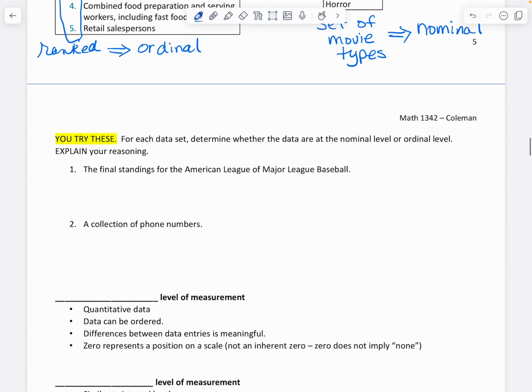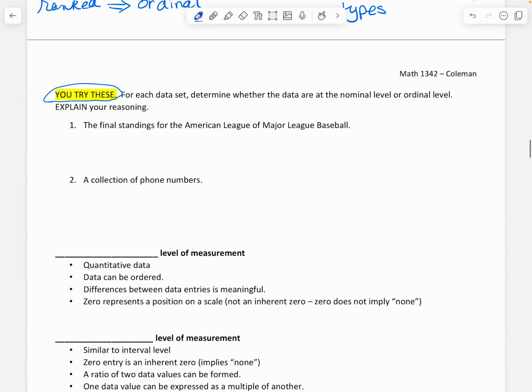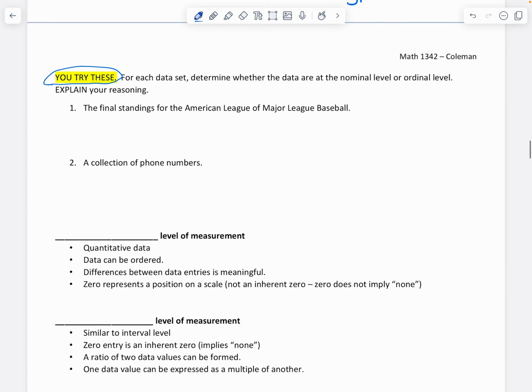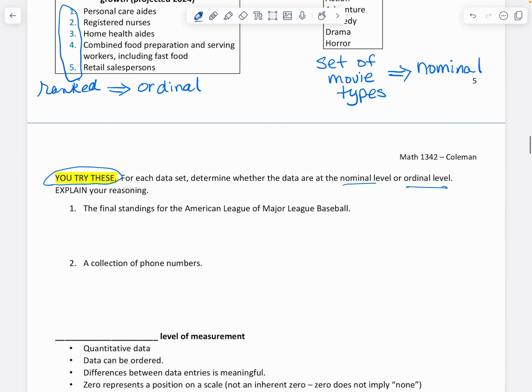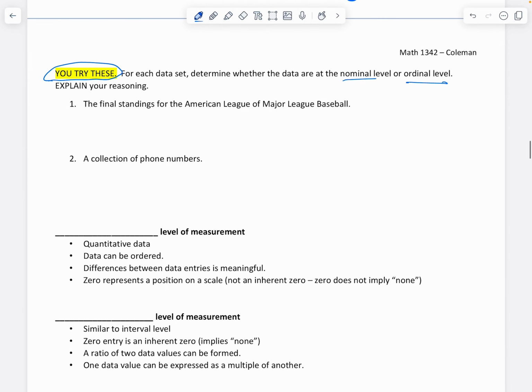All right, again, here's another time where I want you to try these next two examples. So take a couple of minutes and decide whether these two are nominal or ordinal. And again, make sure you explain your reasoning. So why do you think it is? That's similar to the way I did the above example.